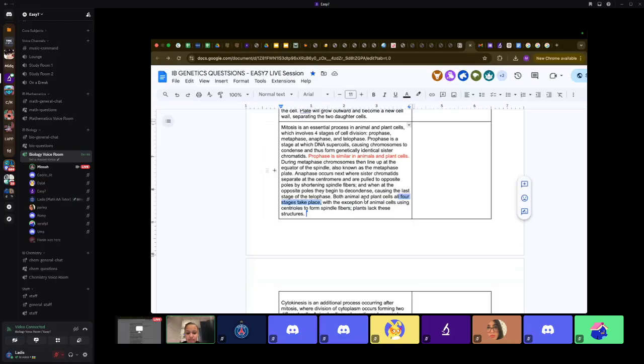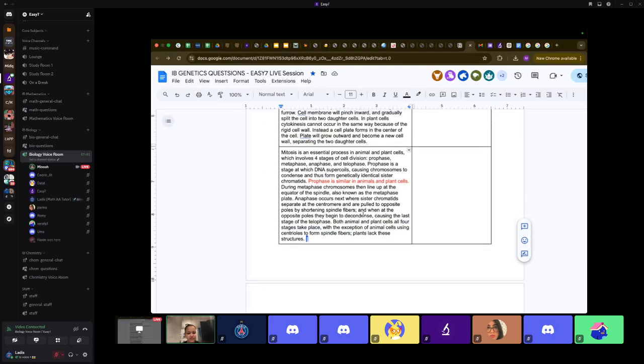Well done. With the exception of animal cells using centrioles to form the spindle fibers, plants lack these structures. I love this. I love this answer. I love how it goes through similarities, explains the process, how it's both similar, but then tells you at the end, okay, that's the difference.